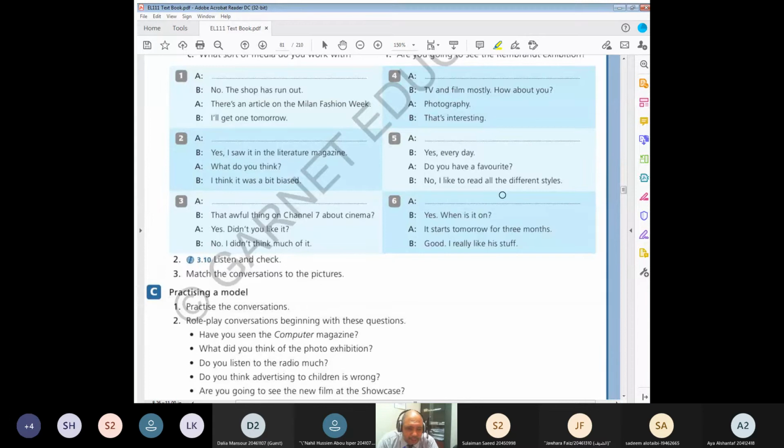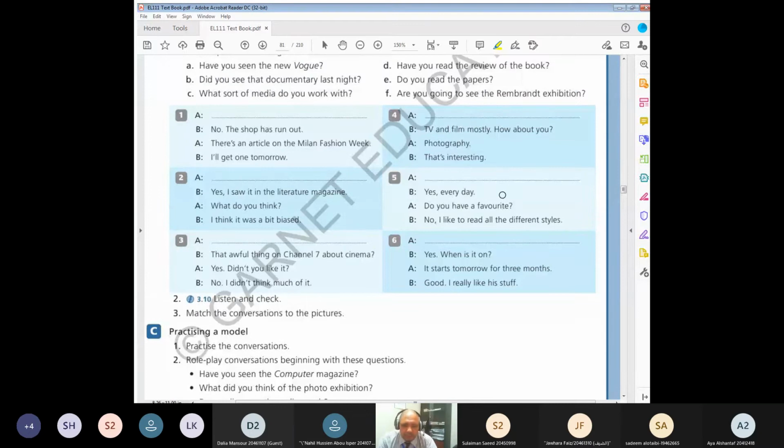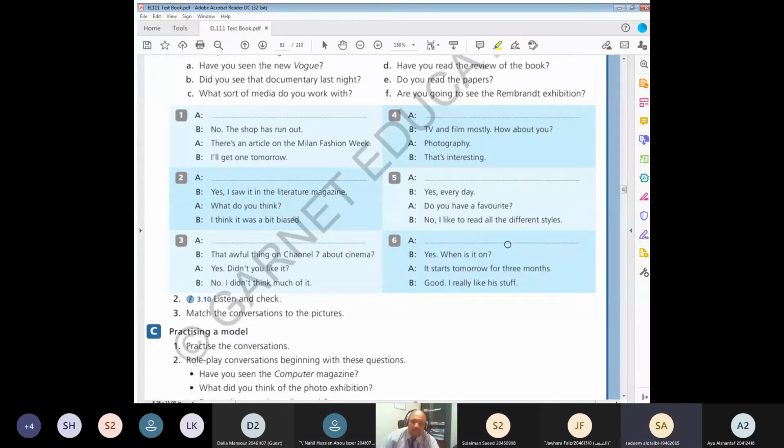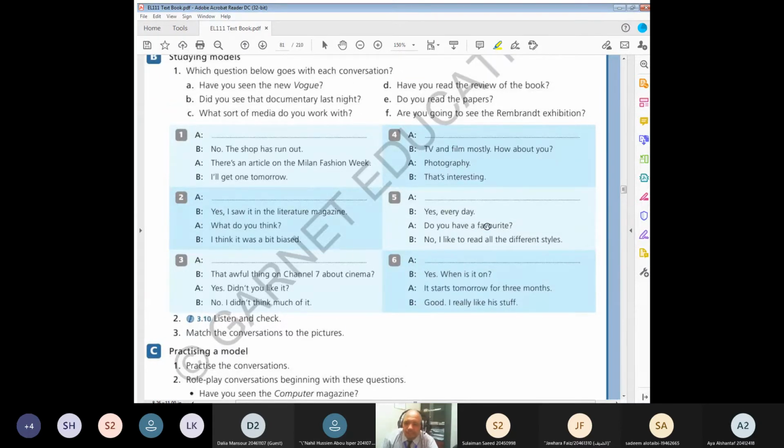A is saying something and B is saying, yes, I saw it in the literature magazine. So what do you think? B is saying, I think it was a bit biased. I think the answer is B. C. No, we're talking about literature, and normally literature is print. Literature is books. You know what literature is? Poetry, novels, plays. It is D.